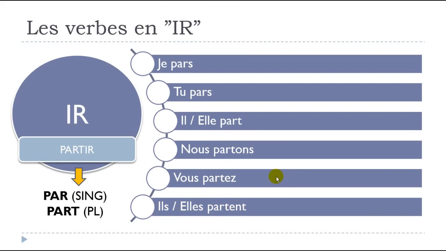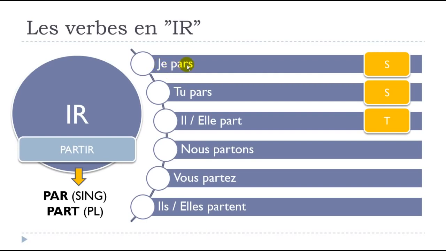This is the tricky thing with this verb partir. You just have to remember that when you have the singular or the plural, you will have different stems. So the first one, keep in mind that you will have this PAR, and then you will add the ending S for je, S for tu, T for il, elle.